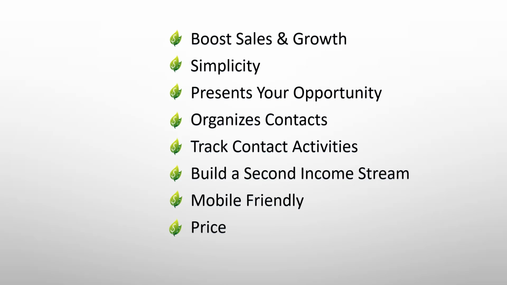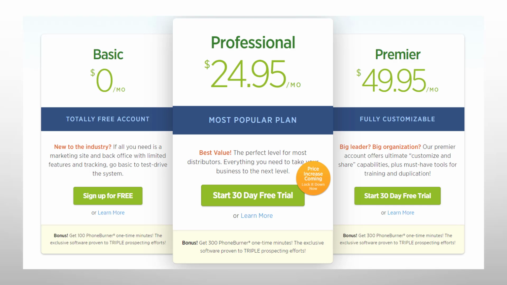The system has a built-in 2-tier affiliate program designed to help you build a second income stream by helping your organization take advantage of tools they should be using anyway. It's a mobile-friendly system, and the price, well, once again, let's talk about price. There are 3 account levels: Basic, Professional, and Premier. The Basic account is free for life.